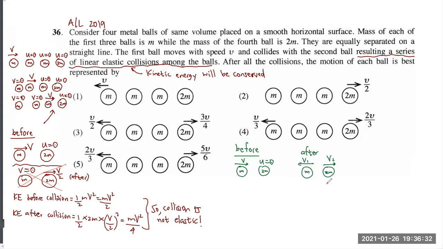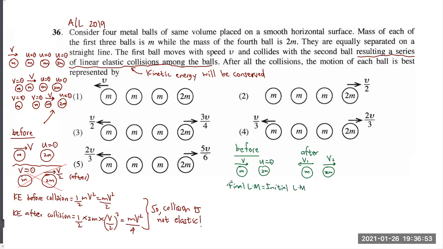Okay, two things must be considered here. One is momentum and the other one is energy. Both must be considered because there are two unknowns. V1 we don't know, V2 we don't know. So first of all, you have to consider linear momentum. Final linear momentum should be equal to initial linear momentum.